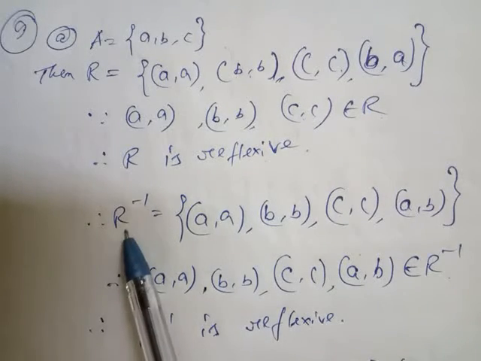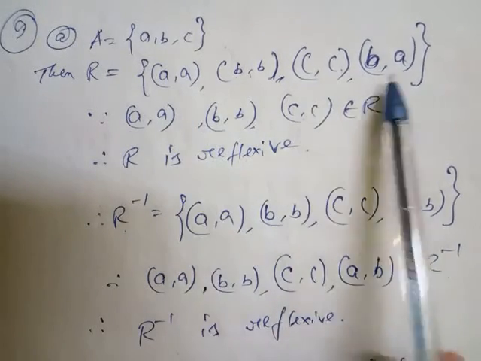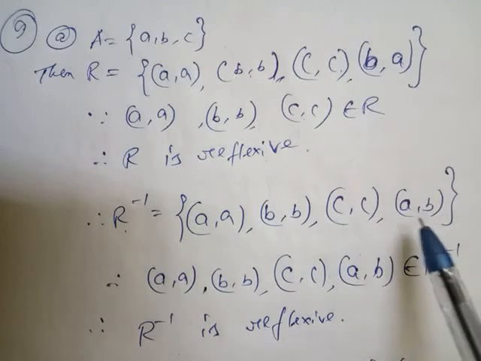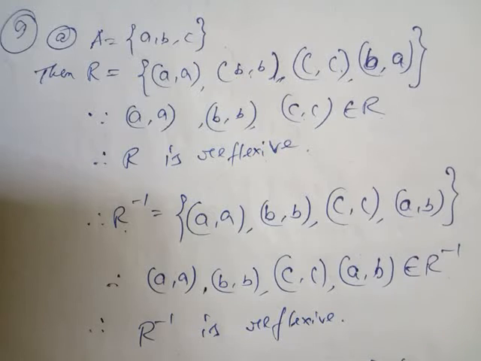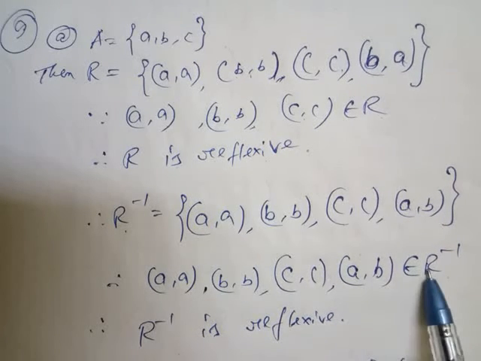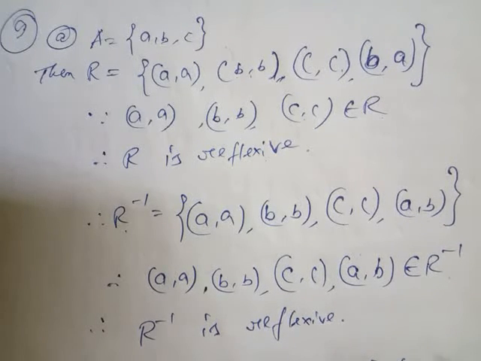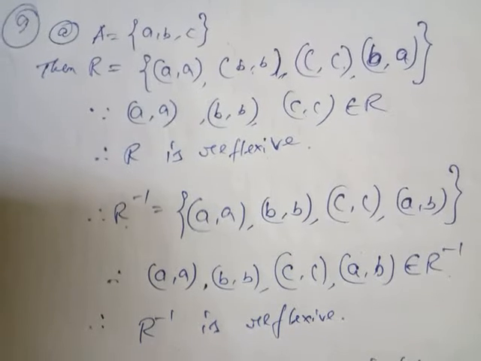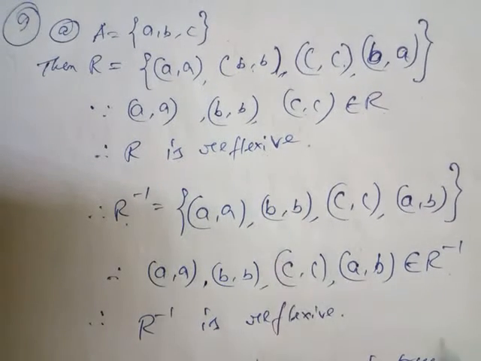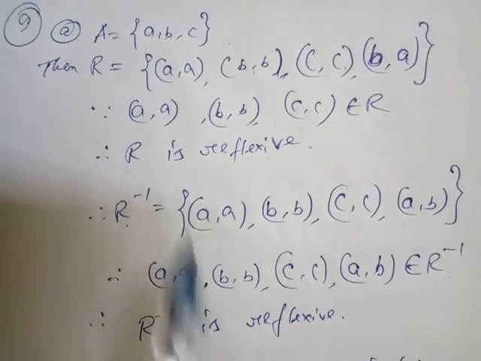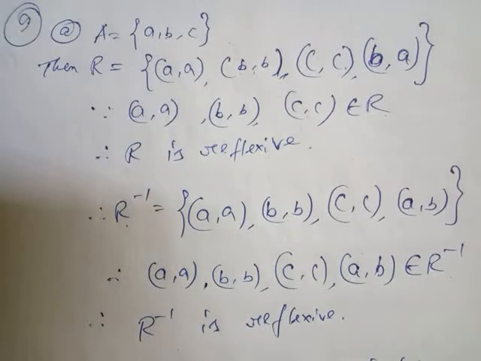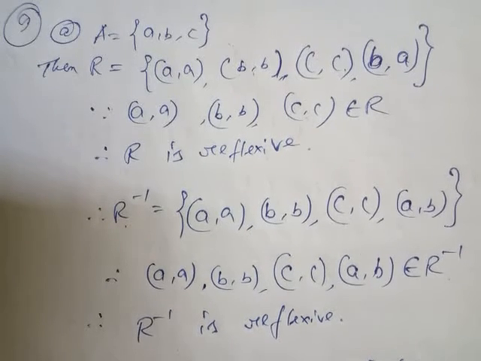Now for the inverse case, this will remain same. Here I have written (b, a), that's why (a, b). If I write here (a, b), then it is (b, a). Now in this case also, this belongs to R, so R inverse is also reflexive. Now since R is reflexive, then R inverse is also reflexive, which means the given statement is true. Students, I have done this one with the help of a, b, c. You may use here 1, 2, 3 also, means the digits.